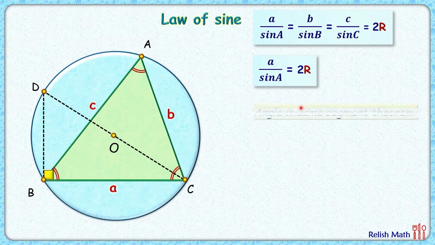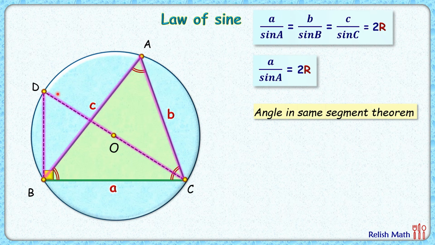Further we'll use the angle in the same segment theorem, which states that if a chord is subtending an angle in a circle, then this same chord will subtend the same angle in the remaining part of the circle. That is, chord BC will subtend the same angle at point D. If we assume this angle A as alpha degrees, then this angle D will also be alpha degrees.